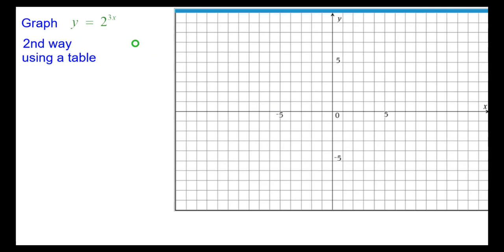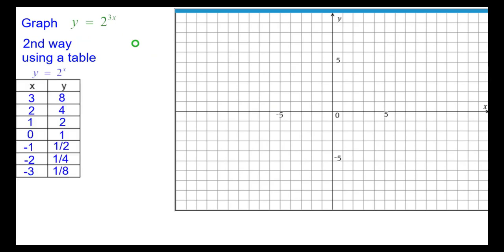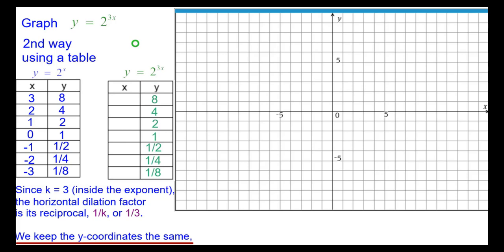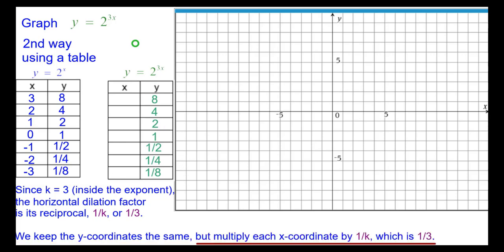Second way, using a table. Here's our y equals 2 to the x normal table, 7 points. Since k equals 3 inside the exponent, that's going to affect the horizontal dilation factor. It's going to be the reciprocal of 3, which is a third. We keep the y coordinates the same, but we multiply each of the x coordinates by that 1/3.